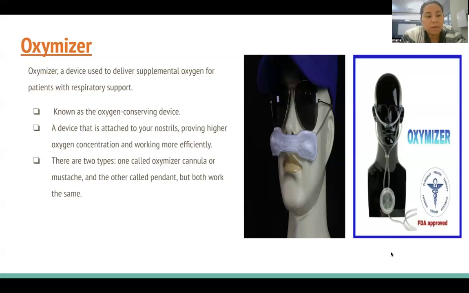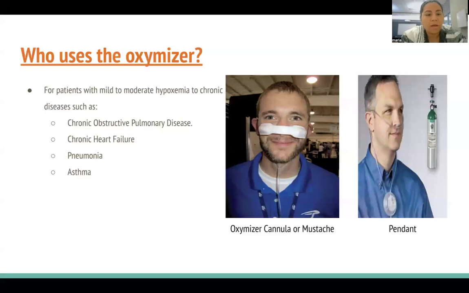There are two types. One is called, like I said, the mustache, and the other one is called the pendant. And as you can see in the picture, it has a pendant by the chest, and both on the chest and by the nose. That's where it conserves. It's the reservoir of the oxygen. Next. Who uses the Oxymizer? It's for patients with moderate hypoxemia to chronic disease such as COPD, chronic heart failure, pneumonia, and asthma.